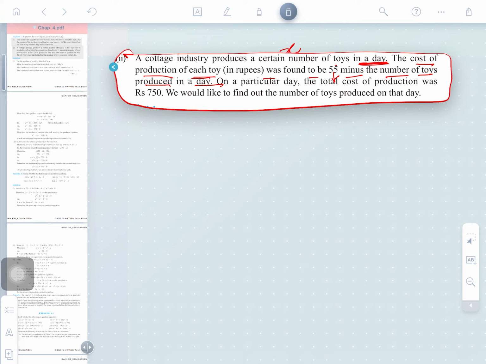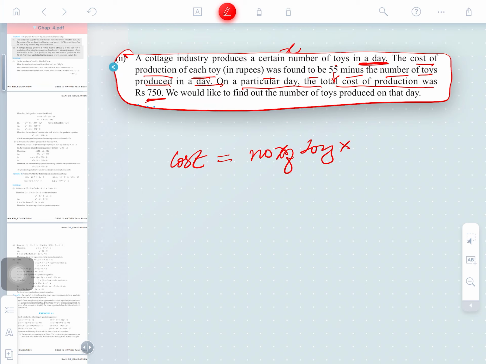And if the toys produced on a particular day, means this is the story of any particular day, the total cost of production was, this is the production. So how to find out the cost? Cost is equal to number of toys into rate. This is the formula, central idea of the chapter. Okay? So what is unknown? See the last. Find out the number of toys produced on the day.